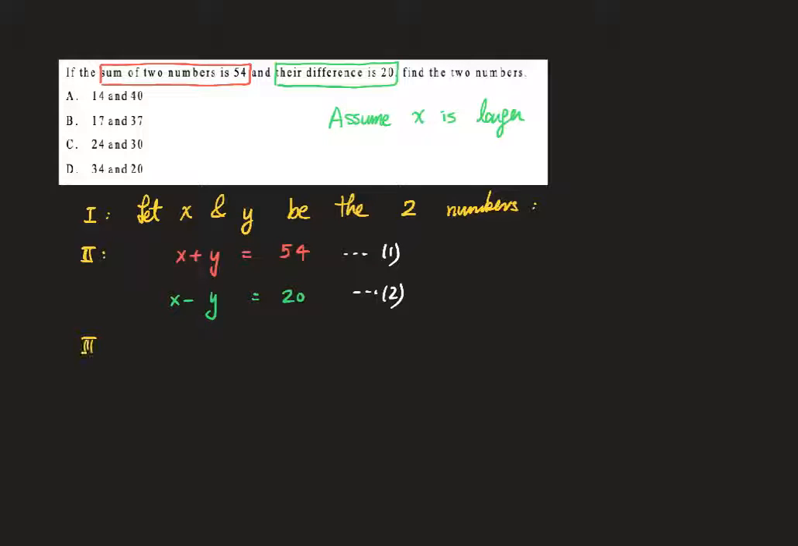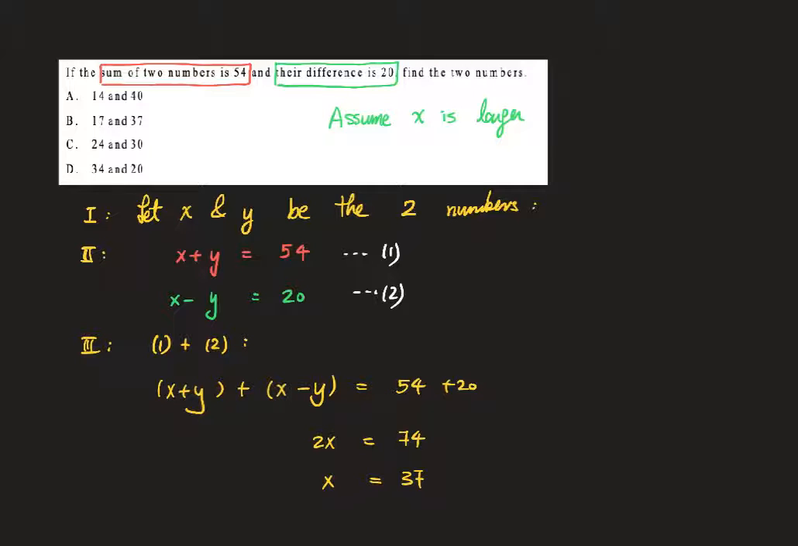The next step is we need to solve the simultaneous equations. To solve the simultaneous equations, this time I will use addition. I simply add 1 and 2 together. Like this. And then on the left side, we have 2x. And on the right side, which is 74. Therefore, x is equal to 37.